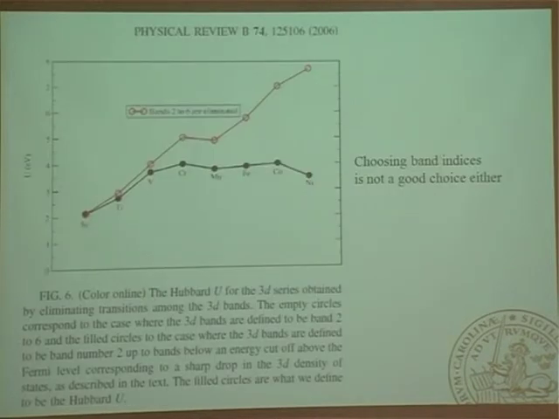So this is another choice. We just look at the bands instead of energy windows. You could also label the bands. So for example, for the nickel, you might like to choose band number 2 to band number 6. But again, this is a little bit arbitrary because numbering bands is not always a good idea because you have band crossing, so you don't know how to label the band. And indeed, if you do this, you get different results.